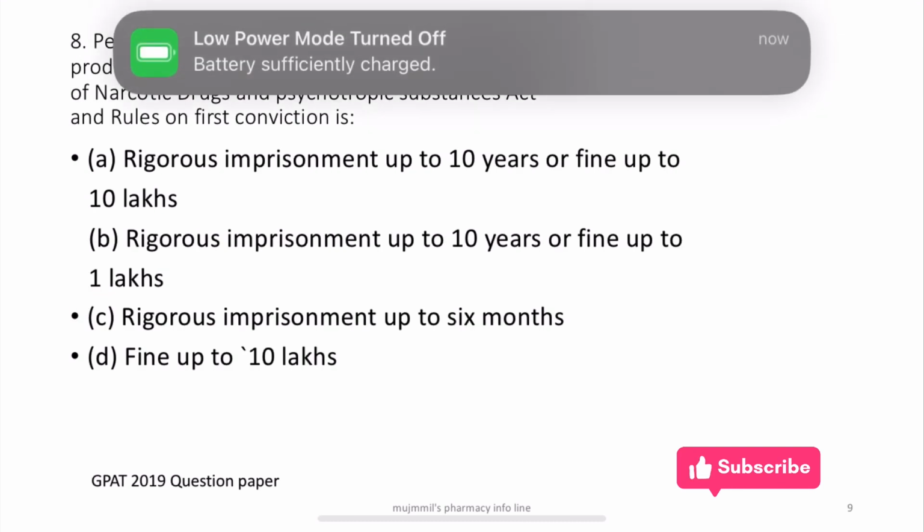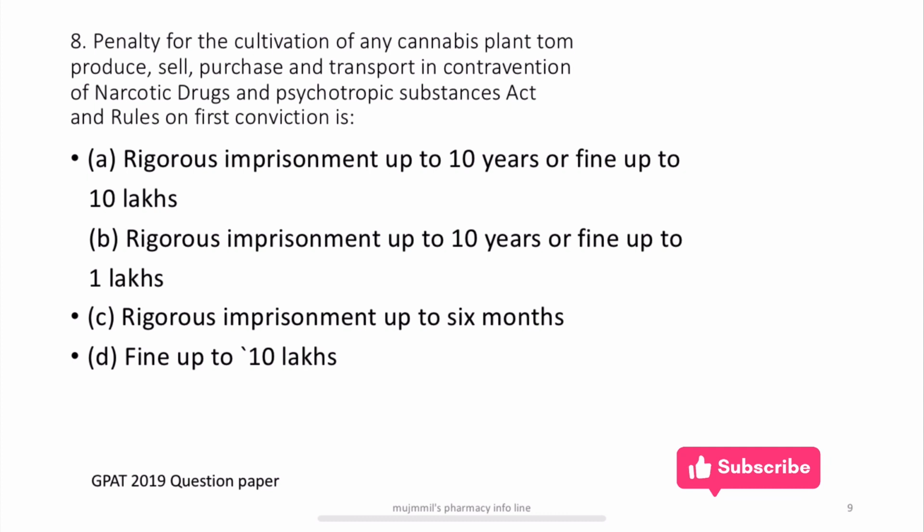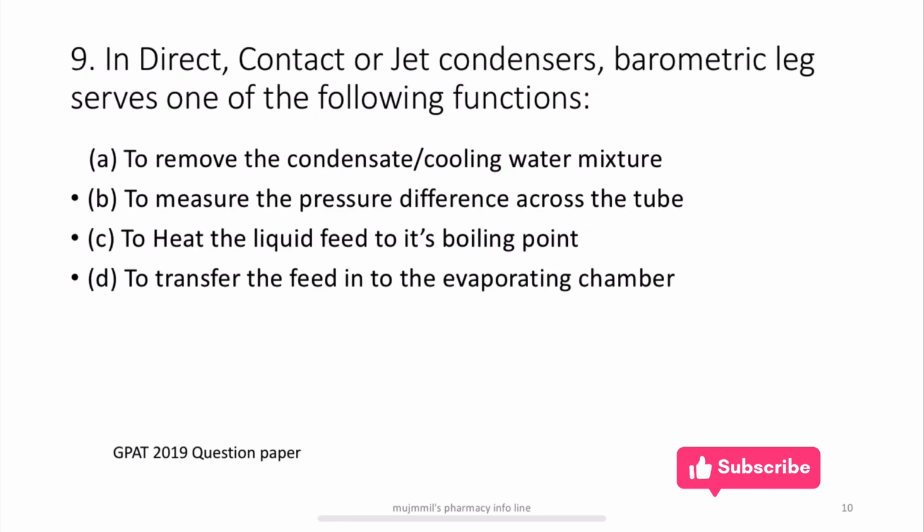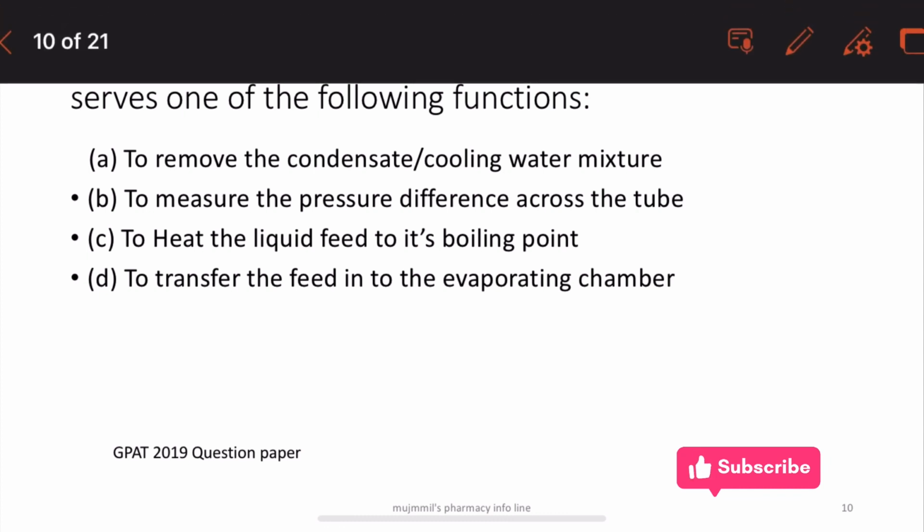Penalty for cultivation of any cannabis plant, production, sale, purchase and transport in contravention of the Narcotic Drugs and Psychotropic Substances Act and rule on first conviction is. The correct answer is option B, rigorous imprisonment up to 10 years or fine up to 1 lakh. In direct contact or jet condensers, the barometric leg serves one of the following functions. The correct answer is option A, to remove the condensate or cooling water mixture.